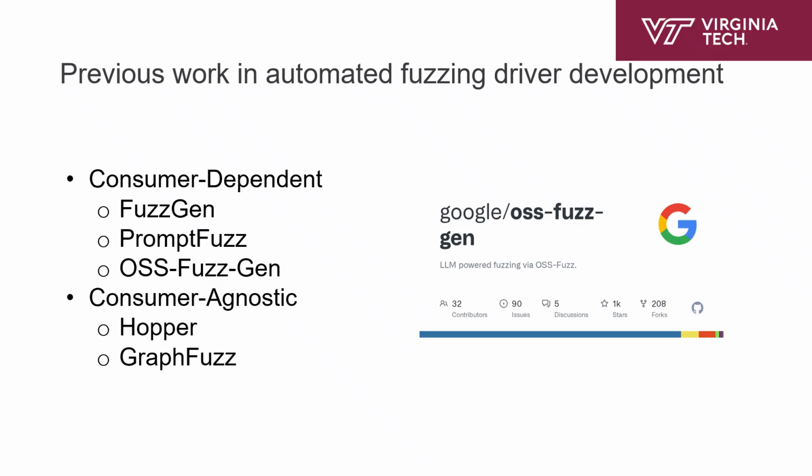Some previous work that has been done in automated fuzz driver development. On the consumer dependent side, you have FuzzGen, which tries to infer the API call dependency graph for programs that use the library in the past. So what this means is that FuzzGen looks at what these programs are doing and tries to identify, okay, this function should be called before this function, and these different outputs or inputs to the functions should then also be used for this next function. And that way, it can try and make a meaningful fuzz driver that will give out drivers that can find meaningful bugs in the library.